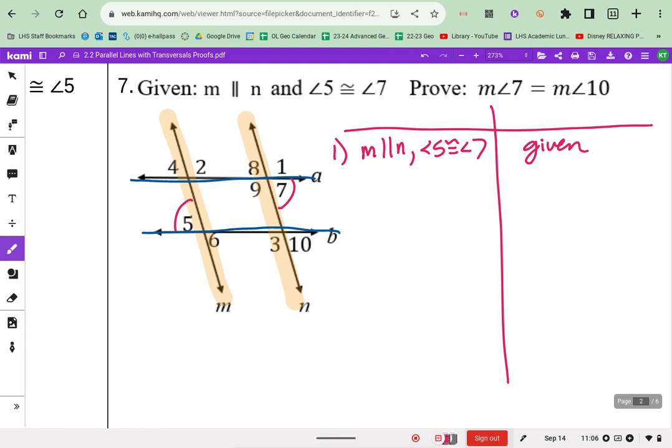Okay, so what else can we do then? 5 and 10 are alternate exteriors. Sure they are, because they're on parallel lines M and N. So those are alternate exterior angles. So in step 2, we can say angle 5 is congruent to angle 10 because of alternate exterior angles.